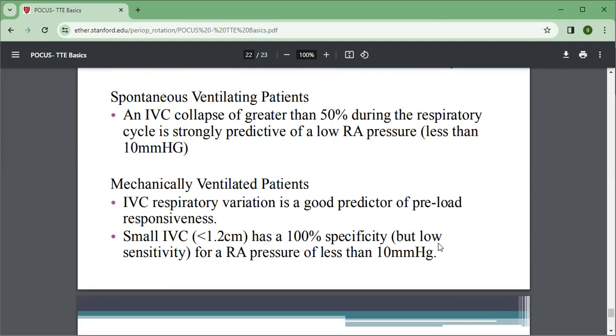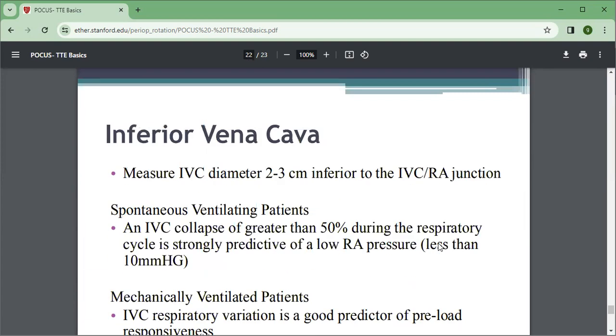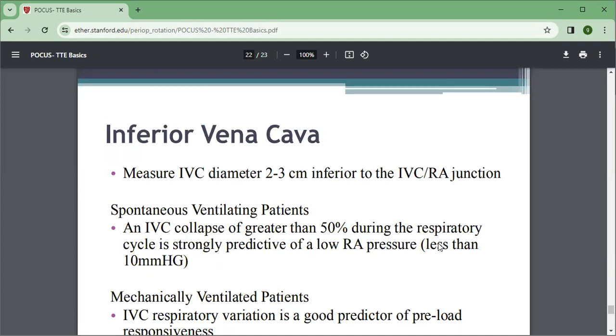This is very useful when you are deciding how to give fluid. This is how it tells you what to give in this type of patient.